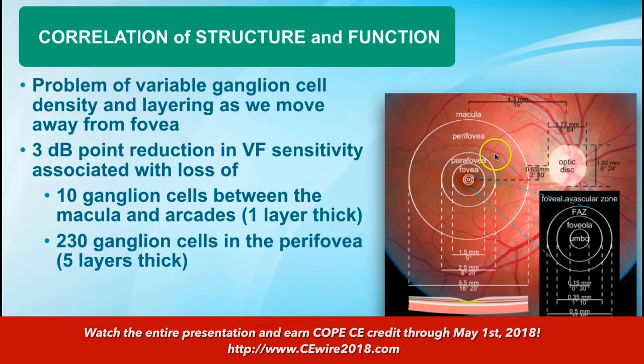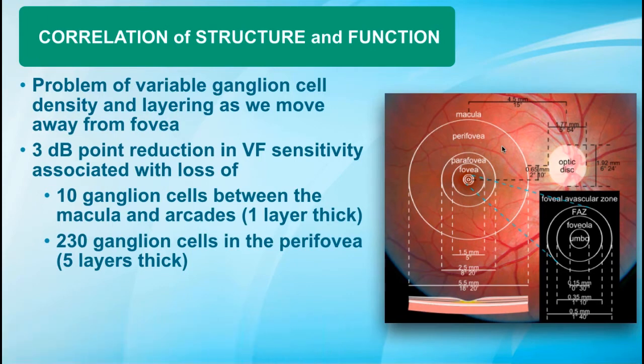However, if we go into the perifovea, a little bit closer to the central zone, a 3 decibel reduction in visual field represents a loss of 230 ganglion cells. That's a huge difference, 10 ganglion cells in this area and 230 in the other area. Therefore, there is not a direct link between loss of visual field sensitivity and the number of ganglion cells damaged.